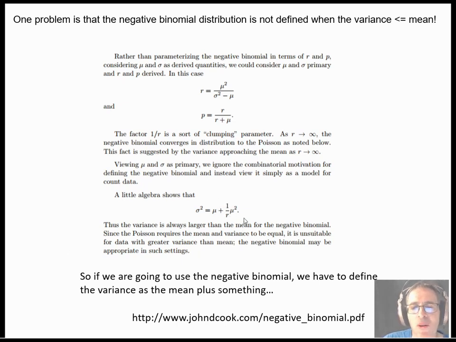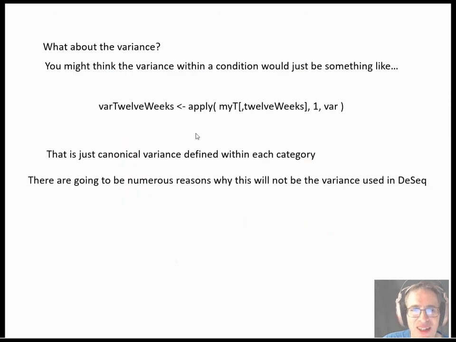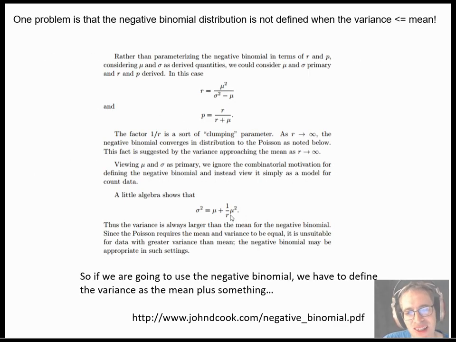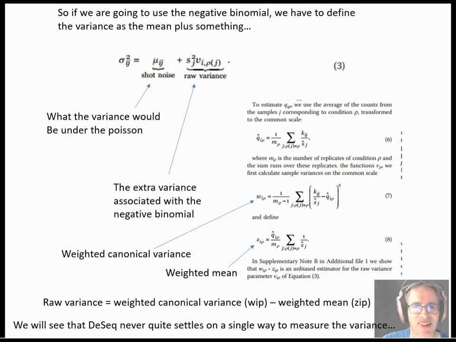But these equations have no way for the variance to be less than the mean. So if you calculate simply the variance of each gene, it's going to be true in some cases that the variance is less than the mean, and you won't be able to fit the negative binomial distribution. Okay, so you have to define the variance as the mean plus something. You can't just use simple canonical variance.